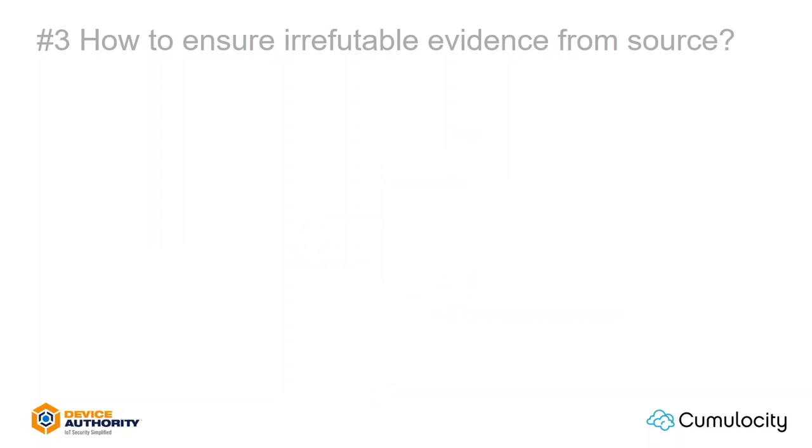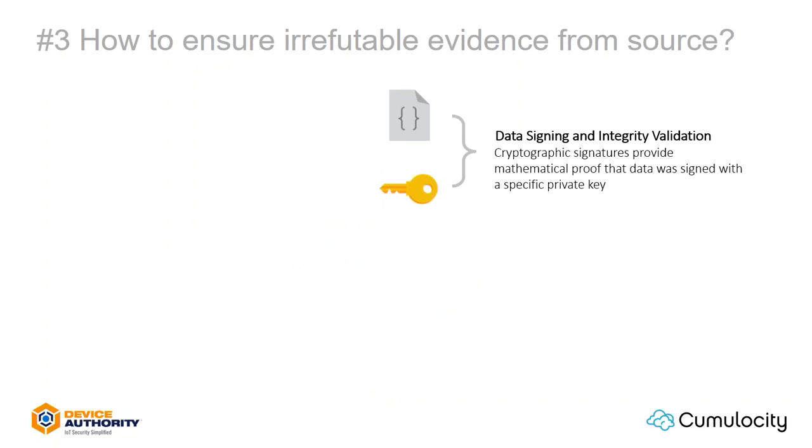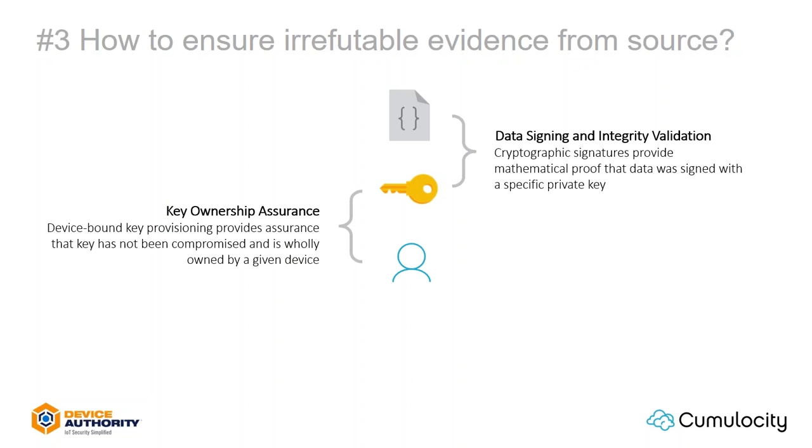And the final question, how do we ensure irrefutable evidence from source? Well, there is an obvious strategy here, and that is data signatures and data integrity validation. So using cryptographic techniques and keys, we can create signatures that provide a mathematical proof that data was signed with a specific private key. And you can verify the integrity of that data and the integrity of the signature based on either having the public key or being able to compute, for instance, the hash message authentication code for certain data sets yourself, which is great, and it sets the backbone for what we're talking about here.